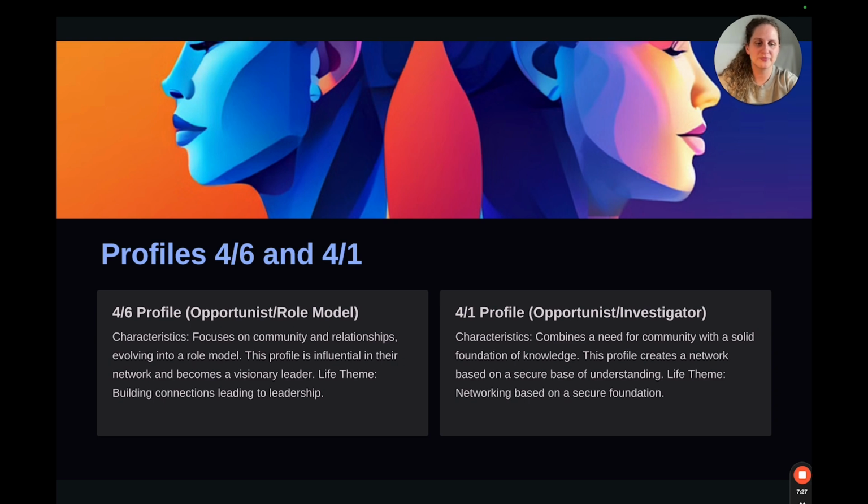4-1 profile, opportunist/investigator. So the characteristics are going to be combines a need for community with a solid foundation of knowledge. This profile creates a network based on a secure base of understanding. Life theme is networking based on a secure foundation.